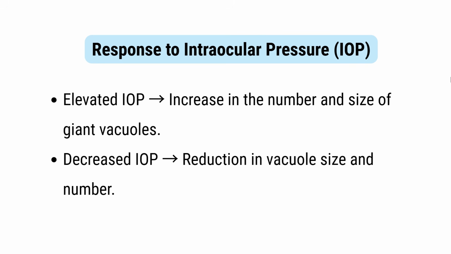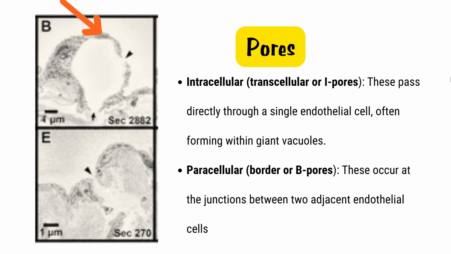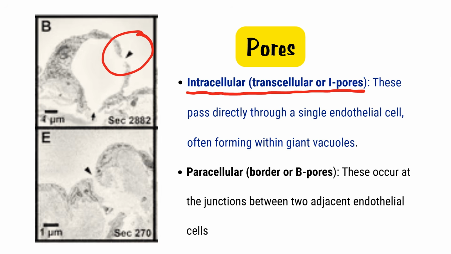Another theory states that giant vacuoles per se cannot transfer the aqueous humor, and that active giant vacuoles that are transferring the aqueous humor actually have pores within them. So pores are micron-size openings that can be found within the walls of the giant vacuoles, or they can be found at the borders or between the adjacent endothelial cells.